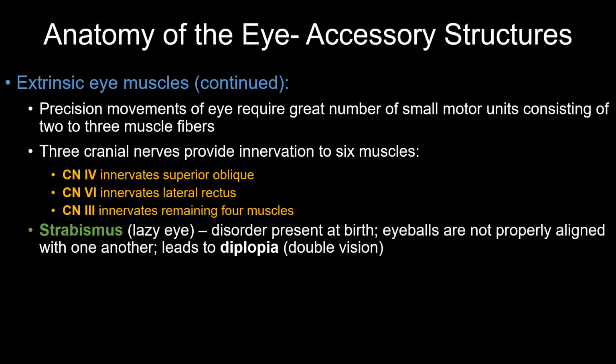Strabismus can sometimes be corrected by covering the good eye with a patch, and that will force the use of the affected eye, and that will strengthen those weak muscles. If it is not corrected in time, these muscles will atrophy and diplopia will become permanent.